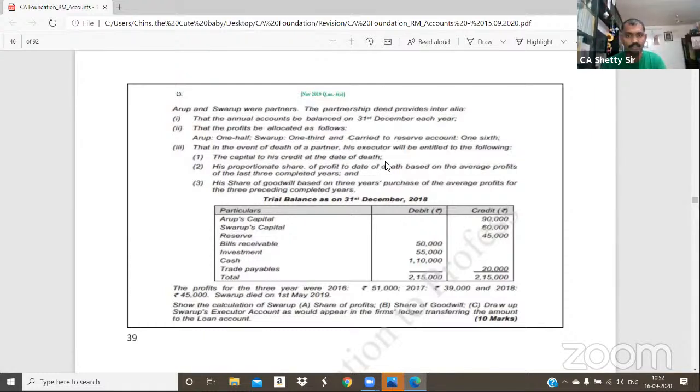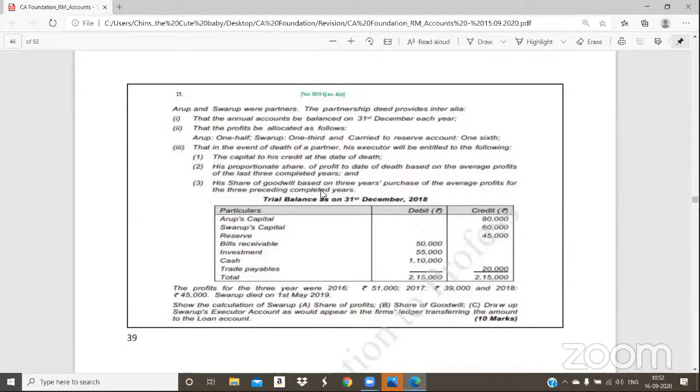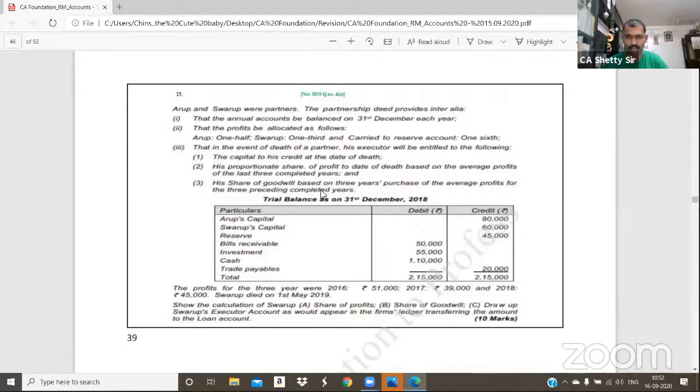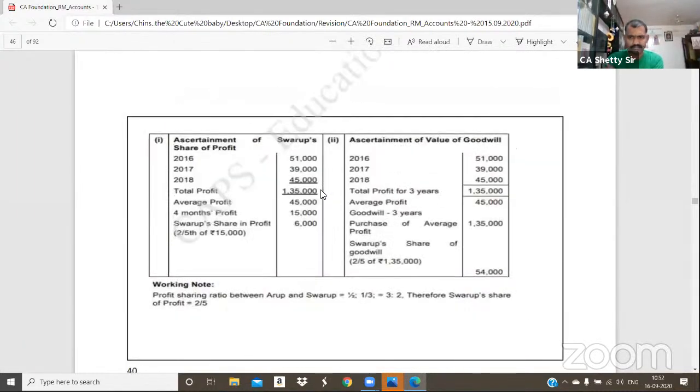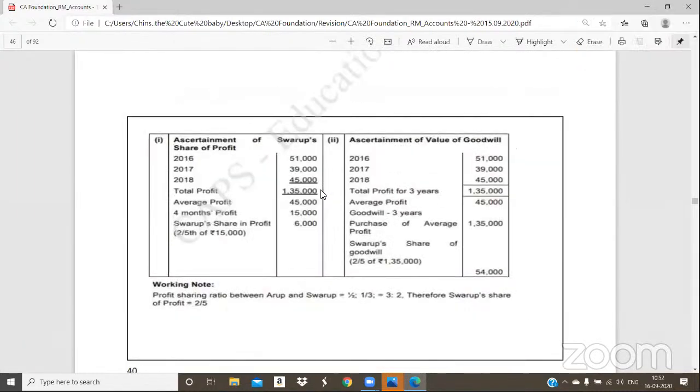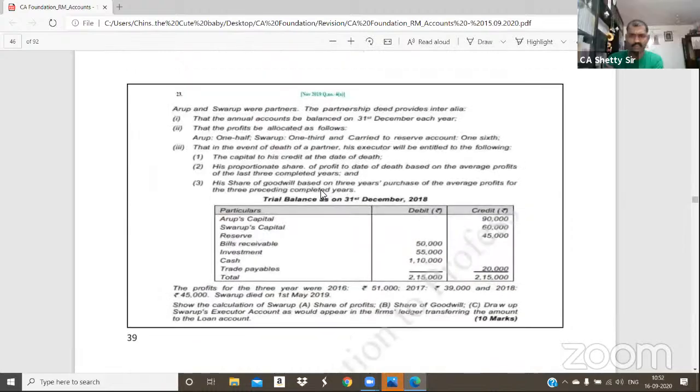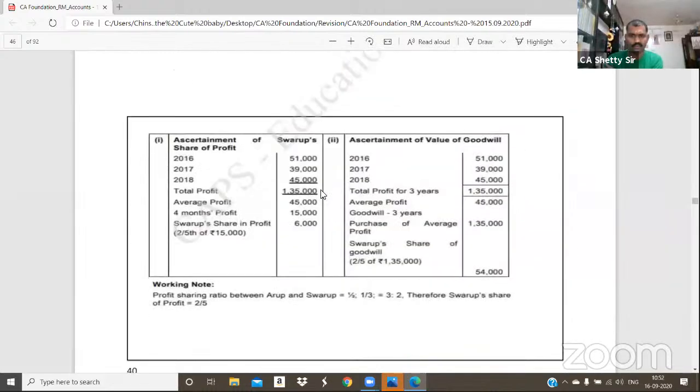All of you look at me. Are you able to see the cursor? Yes, sir. This language and this language are both the same. Not necessarily the same in all questions. So here it is the same, and here it is the same. Understood the idea? Yes, sir. Average profit we already did. I think it is 45,000. Yes, sir. Goodwill is equal to 3 years' purchase.